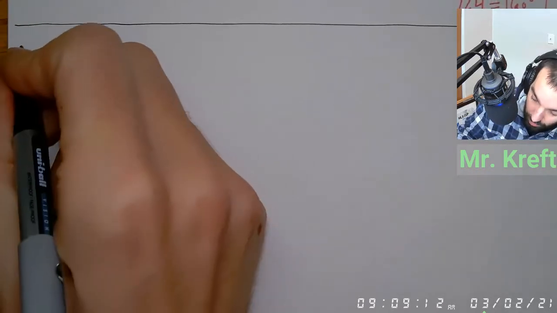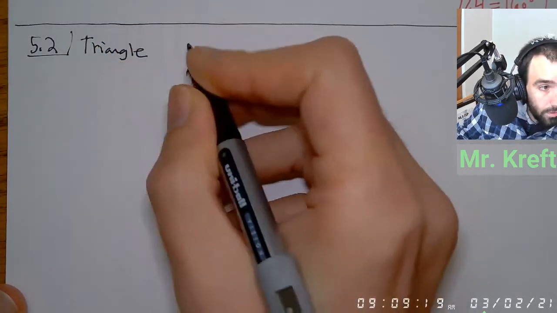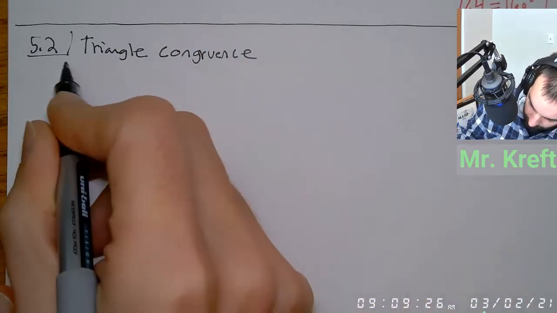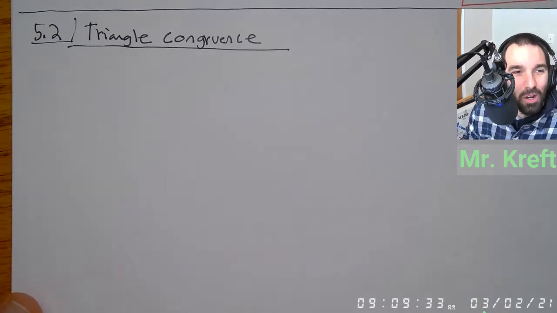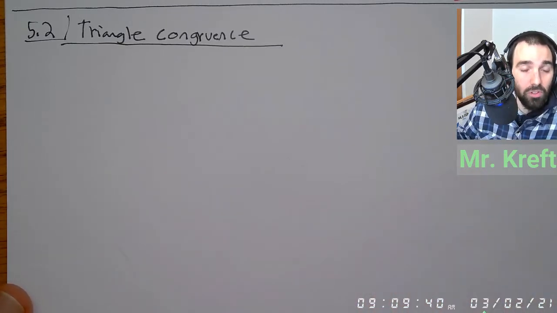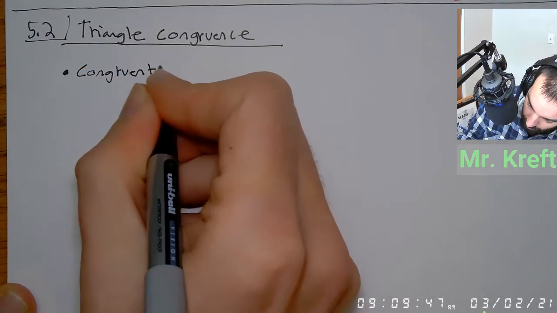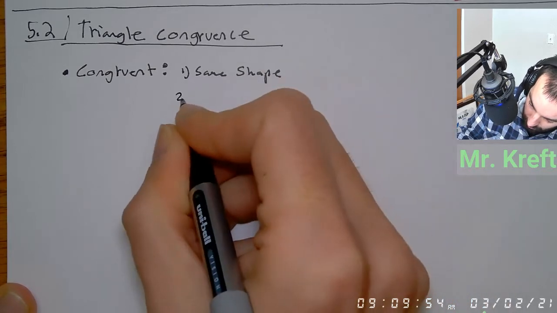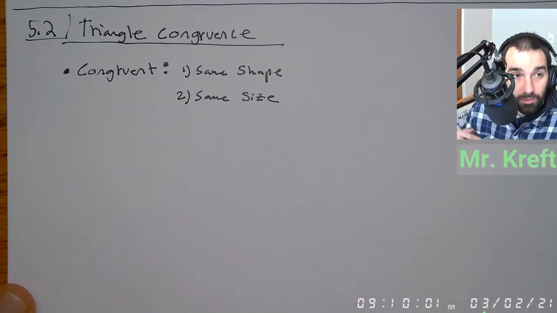Okay? So today we are doing 5.2, and we're going to be talking about triangle congruence. Okay, so triangle congruence. Ooh, my R there doesn't look super great, does it? Okay, so we're going to do triangle congruence. To take notes with this, we should really just hit a whole bunch of points here before we dive in. So remember, congruent, what does congruent mean? It means same shape, same size. Okay, so congruent means same shape, same size.